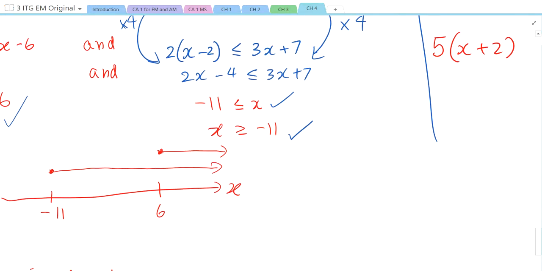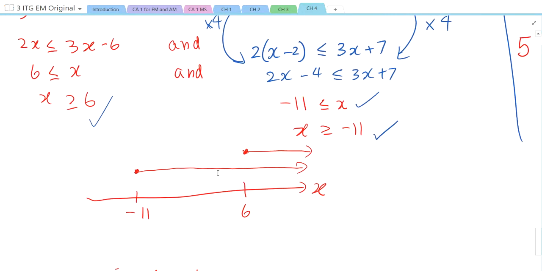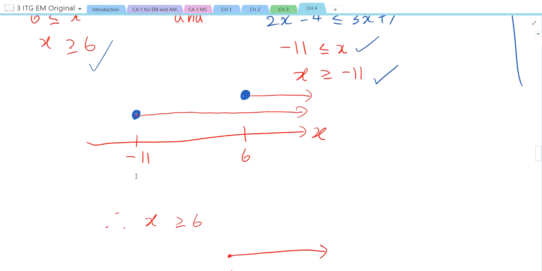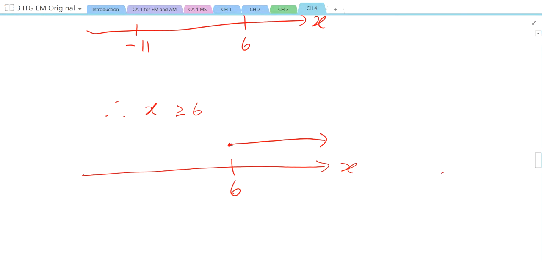Yeah. Okay, so now we have the number line. One improvement, make the circles bigger, so that I can see clearly. X is greater than negative 11, x greater than 6. So this is our final answer. Okay? And we have one final question. 4.